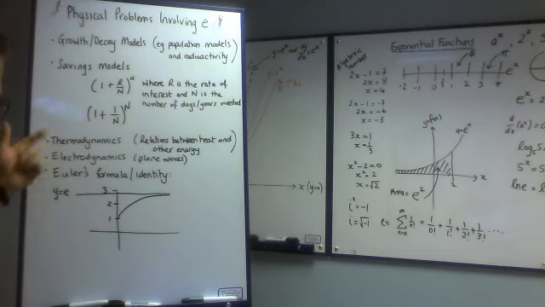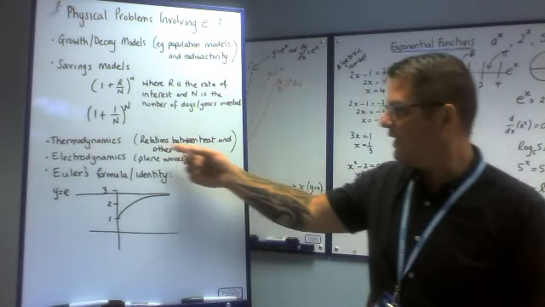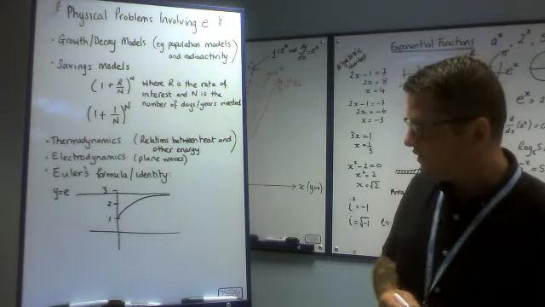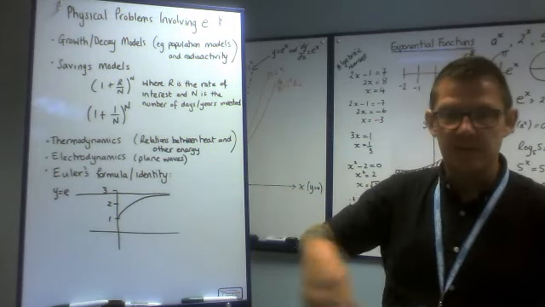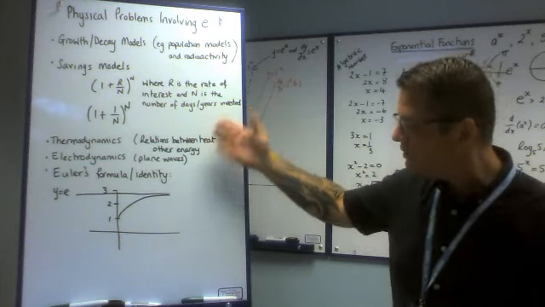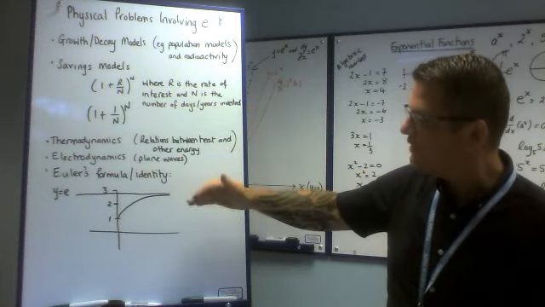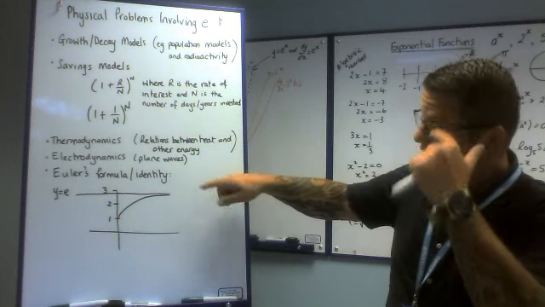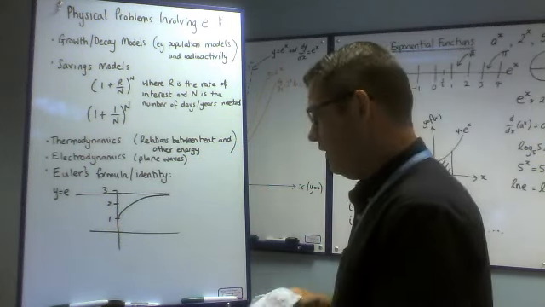So it's in there. The other areas that we've got are things like thermodynamics, relationships between heat and energy, electrodynamics, another area of physics, plane waves. If these are of interest to you, have a look at them on Google. I haven't really got lots of time to go into them, but it's seen all the time. And then this bit I do want to mention: Euler's formula, or Euler's identity.